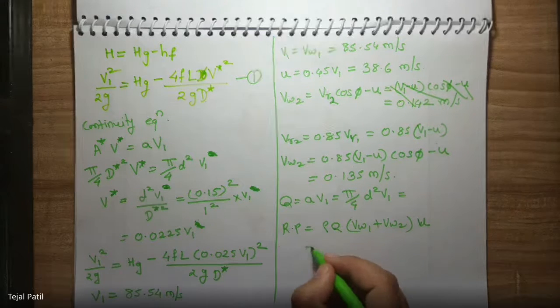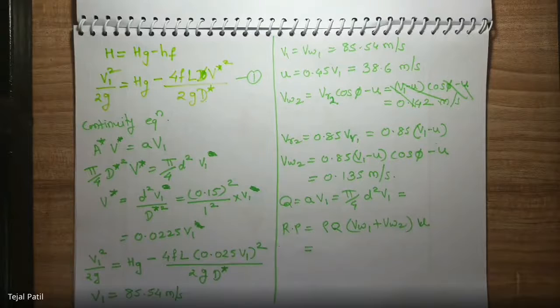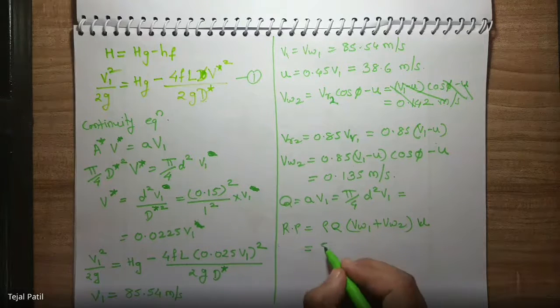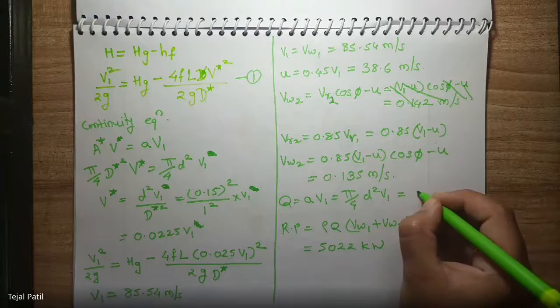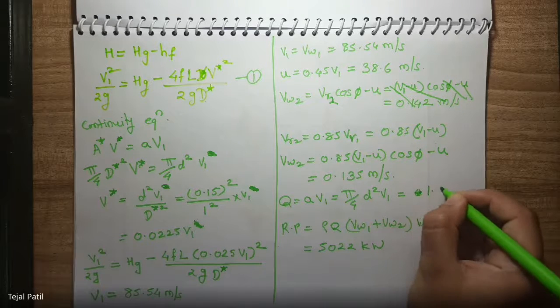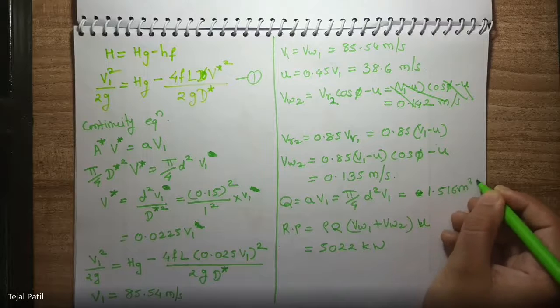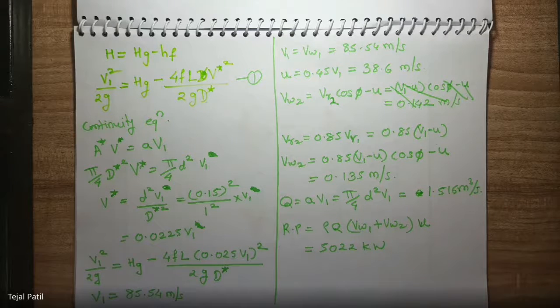And once you have found the Q, tell me the RP. Yes, RP is 5022 kilowatt. Yes, correct. There may be some decimals further. Tell me what is the Q? 1.516, I think. There can be plus or minus 0.5%. Okay, 5023.5 kilowatt is your RP.